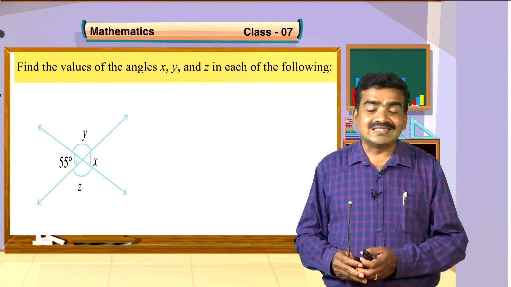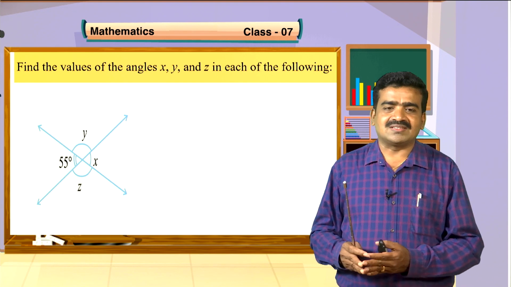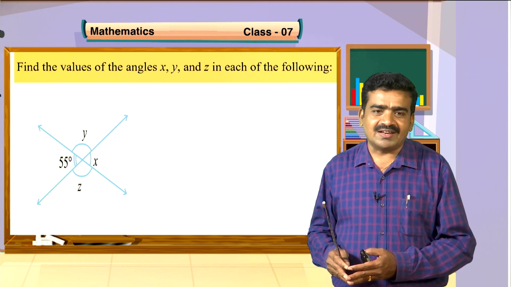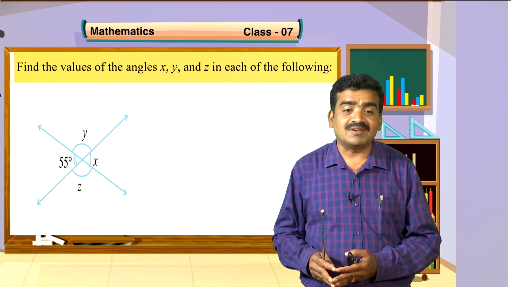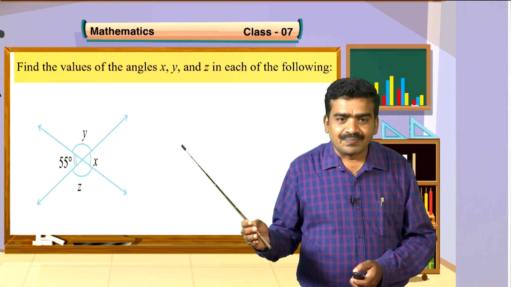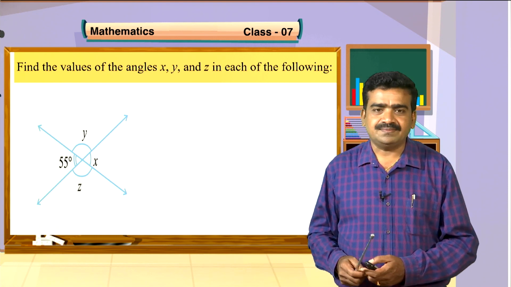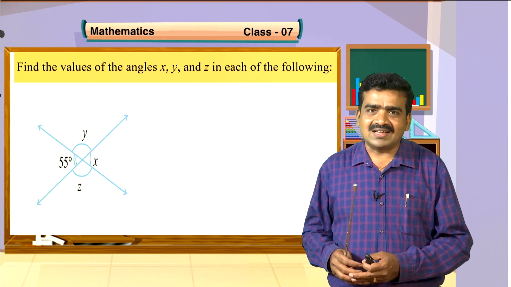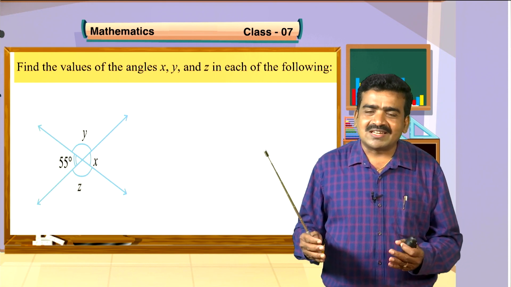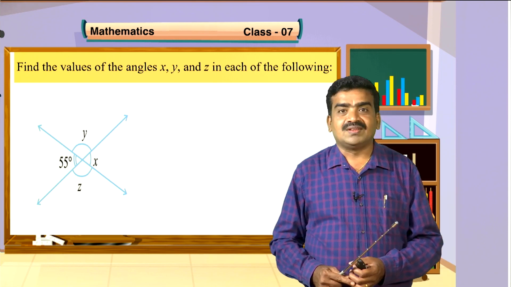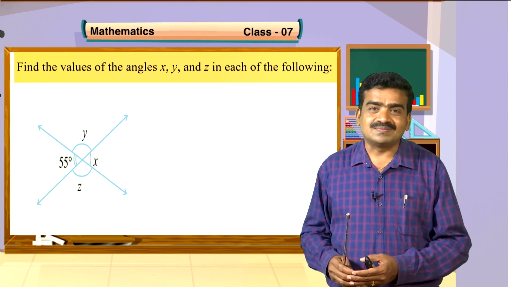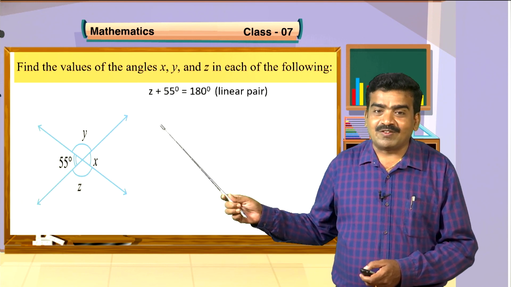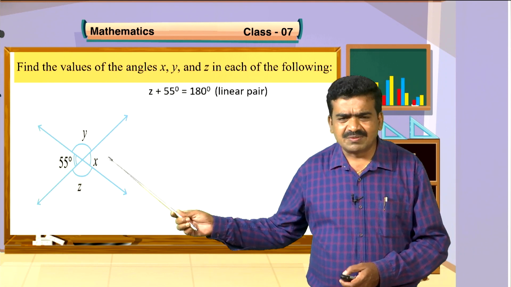Now, let us solve a problem based on vertically opposite angles. Here only one angle is given, that is 55 degrees, and for the remaining 3 angles the names x, y, z are given. We have to find the measure of x, y, z in this case. To solve this problem, we have to recall the property of vertically opposite angles. You all know that vertically opposite angles are equal to each other. Yes, you are already getting the solution for this problem. What is the measure of x? Yes, exactly, you are right. It is 55 degrees because it is a vertically opposite angle.